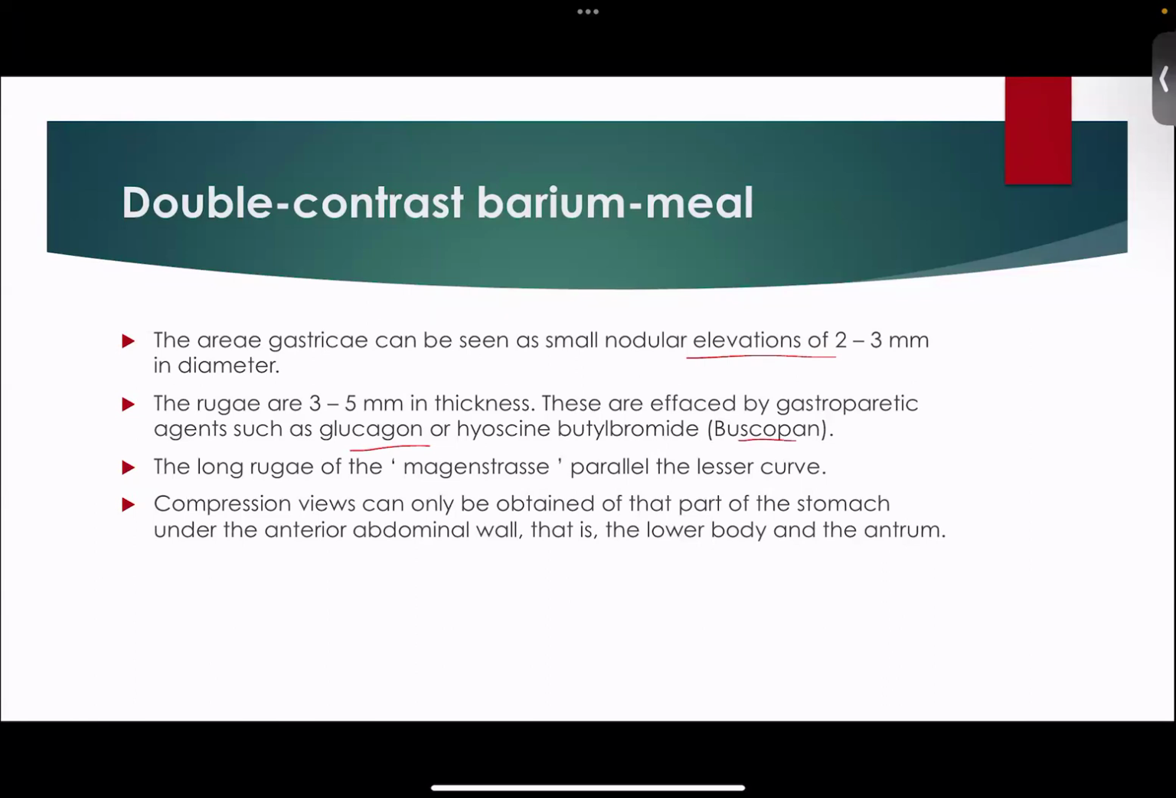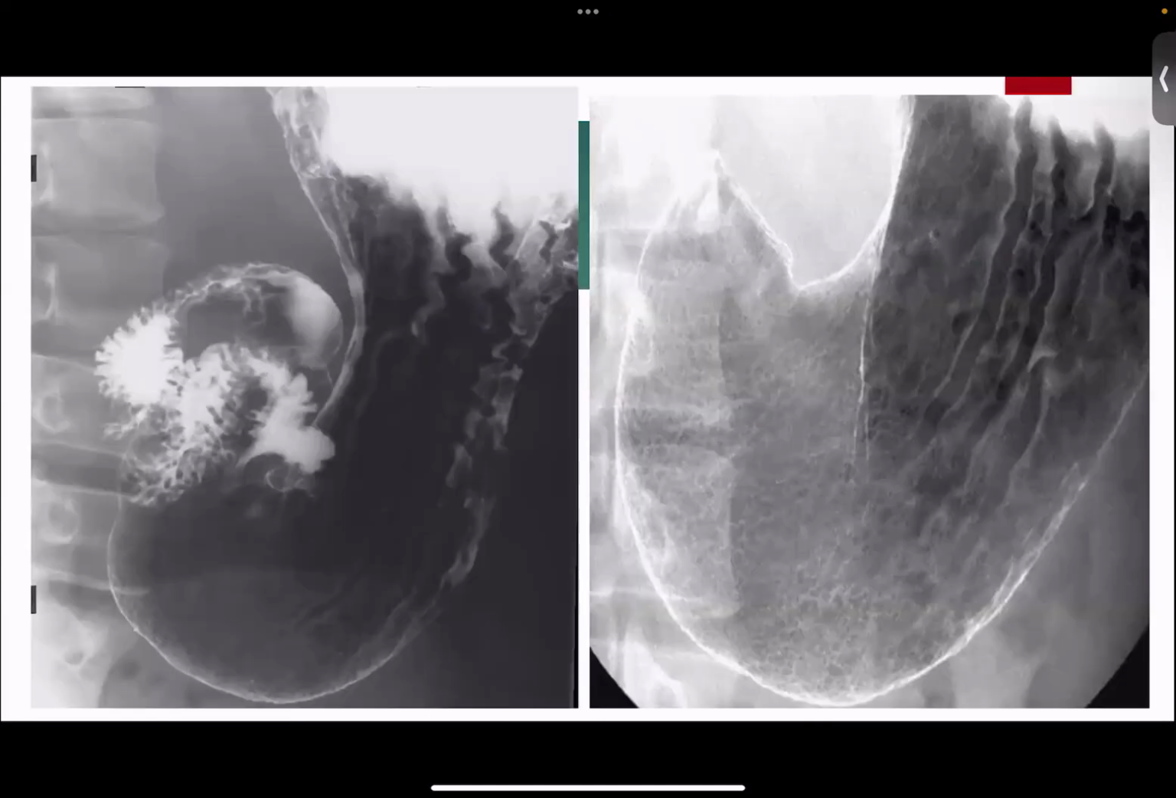We have also compression views, can only be used for the parts that are behind the anterior abdominal wall, the lower part of stomach, lower body and antrum. This is double contrast barium meal showing the deep mucosal details of stomach, such as the rugae we have. And we have the mucosal elevation area gastricae.